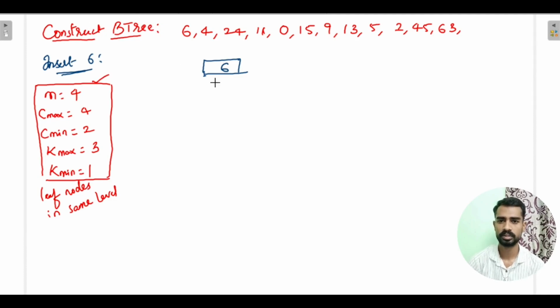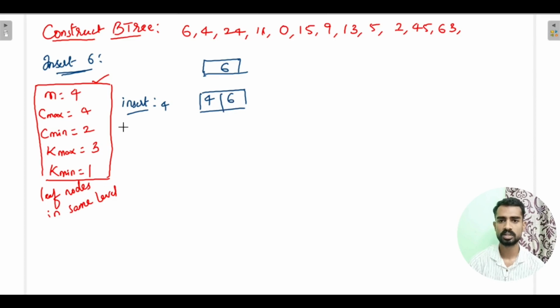Here the first value is 6 and I can insert 6 directly. Now let us insert the second element. What is the second element? Insert 4. To insert 4, I can insert that value first, and we have to make sure that the values are sorted. Whenever we insert a new value, we should make sure that they are arranged in sorted fashion in a node. So here 4 is less than 6, so I am inserting 4 to the left side of 6.